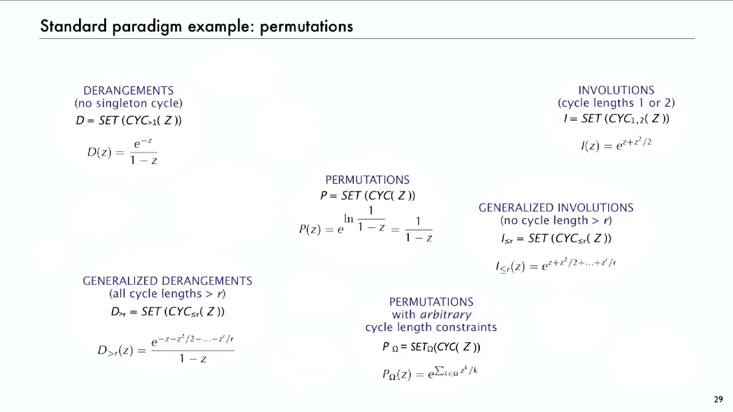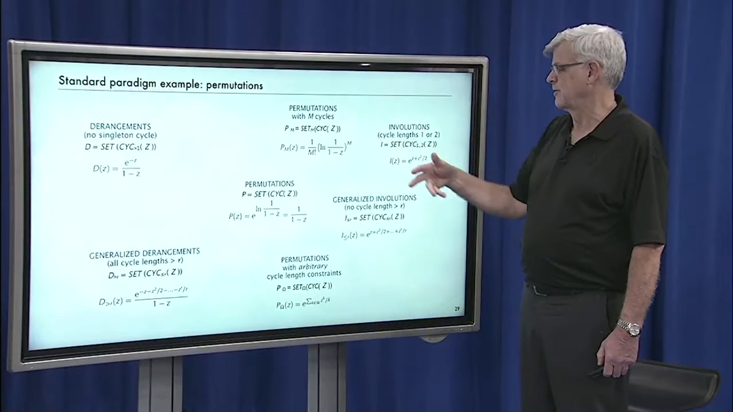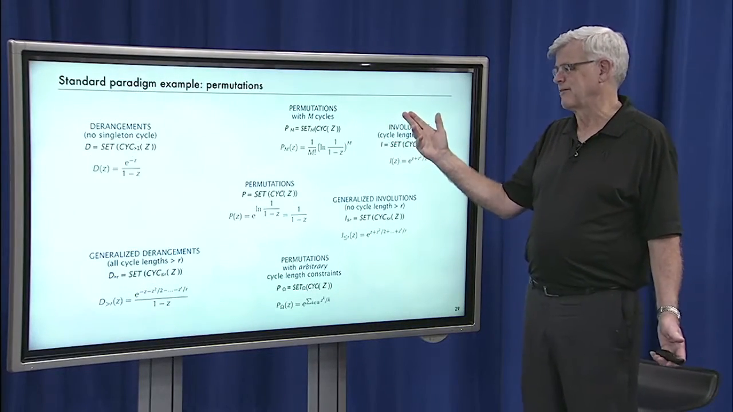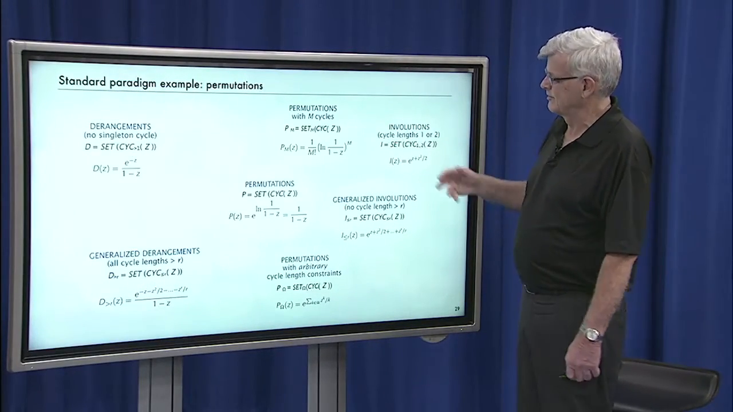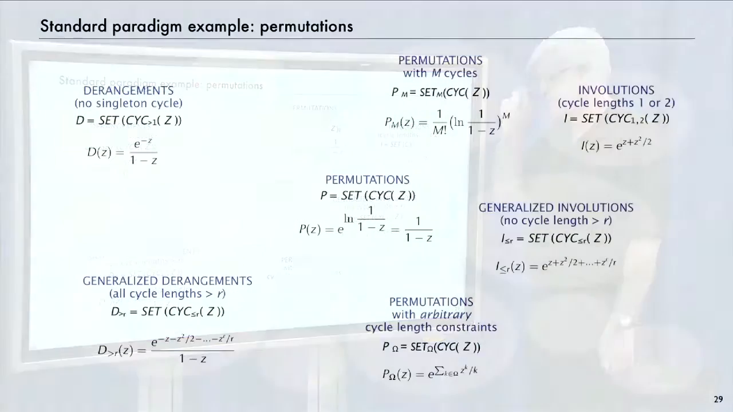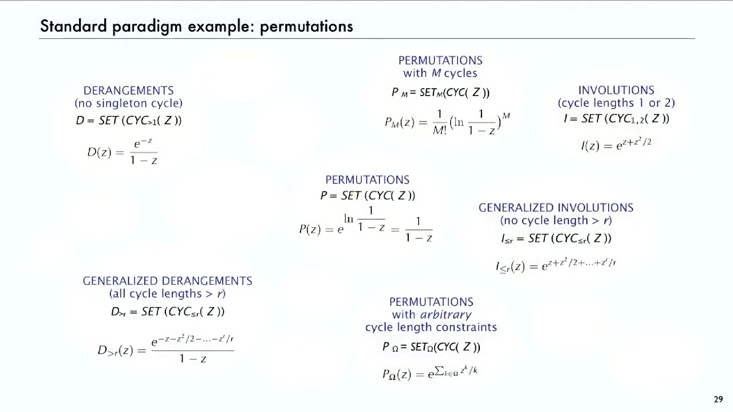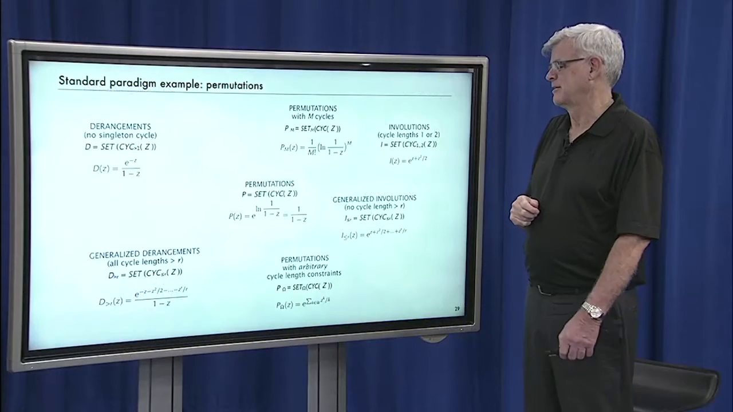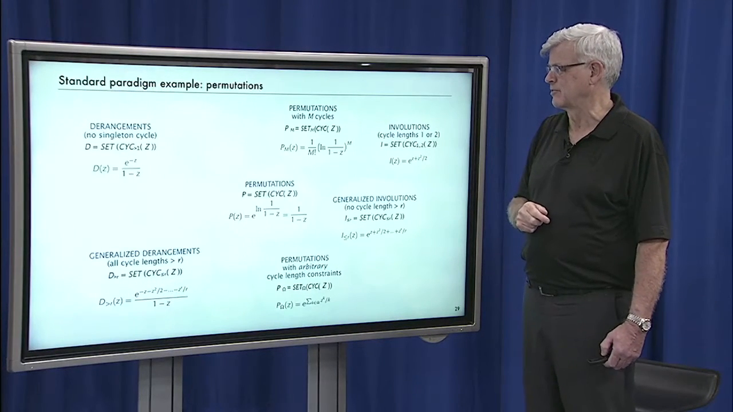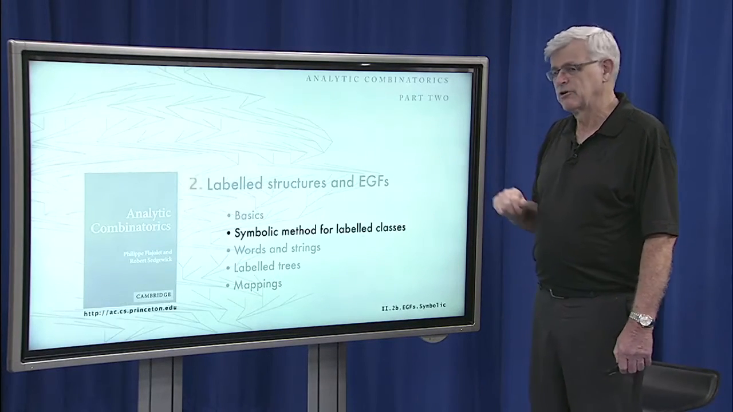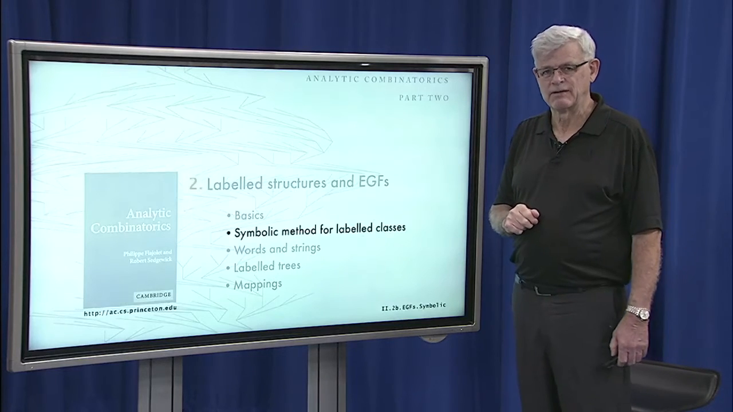That's an example of the symbolic method used to derive generating function equations by simple modifications of a standard paradigm. And an introduction to the symbolic method for labeled objects itself, and we're going to look at many other examples. And there's plenty of other things that you can do with permutations. What about the ones with exactly m cycles? Well, that's a set of size m of cycles, and so that's a generating function for that. And you can imagine many other types of modifications of this. So that's an introduction to the symbolic method for labeled classes.